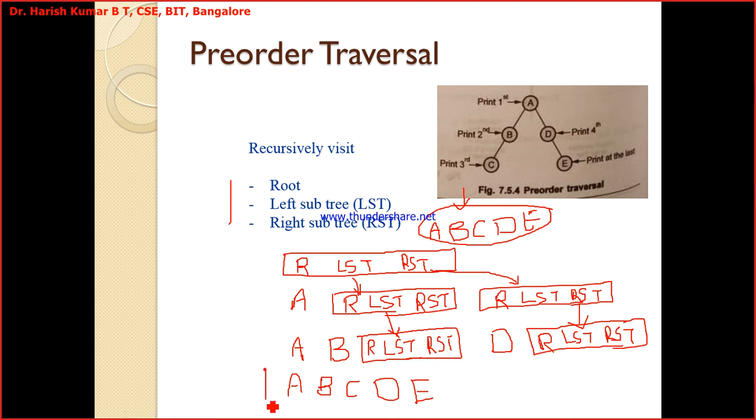So A, B, C, D, E. This is the preorder traversal, and this is the same thing that I wrote earlier. A, B, C, D, E. Okay. So preorder traversal. So copy this also.